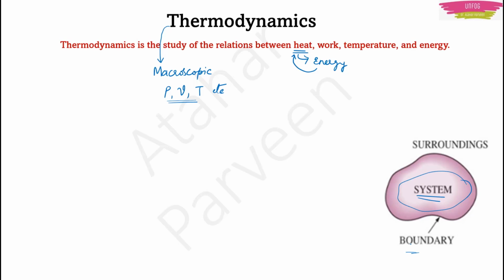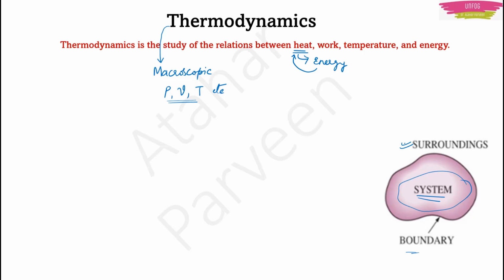Now, the speciality of these boundaries is that energy and mass may enter or leave the system through this boundary. And the rest, everything outside the system, is known as the surroundings of that system. These three terms you should know: surroundings, system and boundary. This constitutes a thermodynamic system. When I say surroundings, I mean everything external to the system.